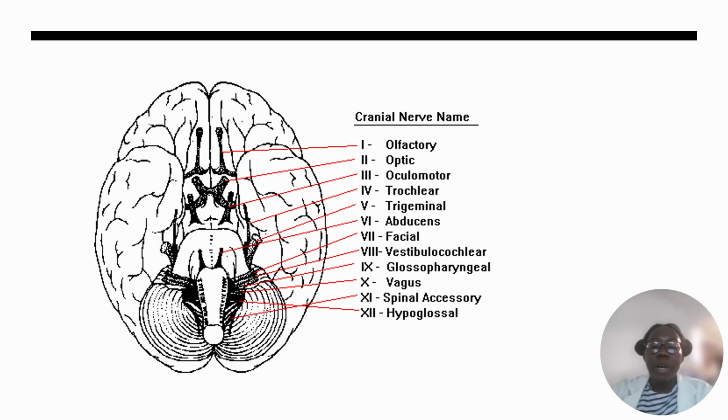So we have 12 pairs of cranial nerves, which are, in first, olfactory, and then optic, then oculomotor, then trochlear, then trigeminal, abducens, facial, vestibulocochlear nerves, glossopharyngeal nerve, vagus nerve, spinal accessory nerves, hypoglossal nerves.